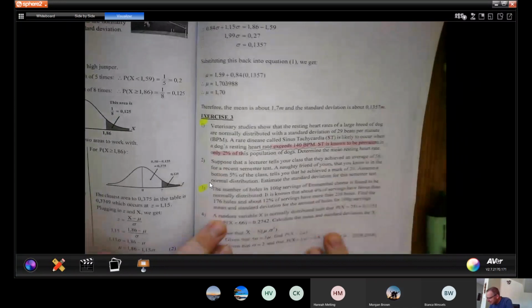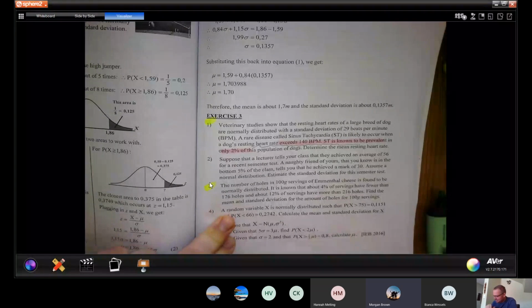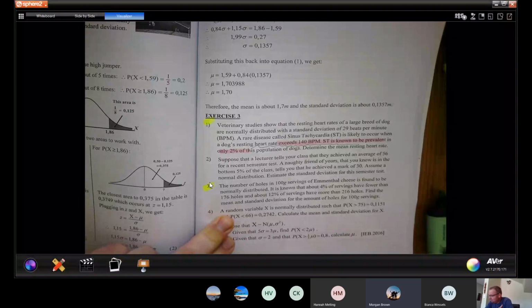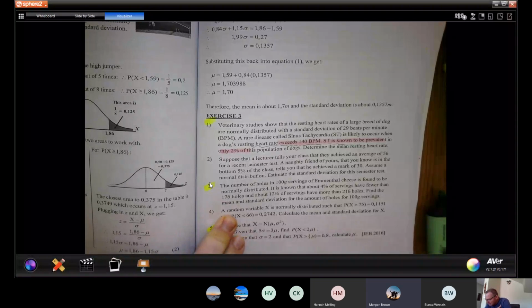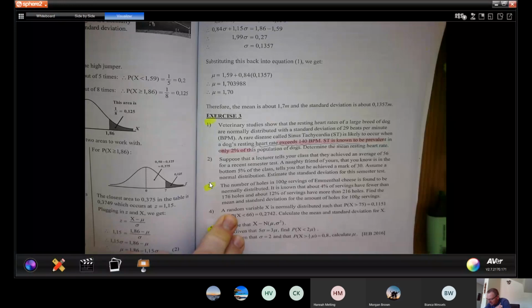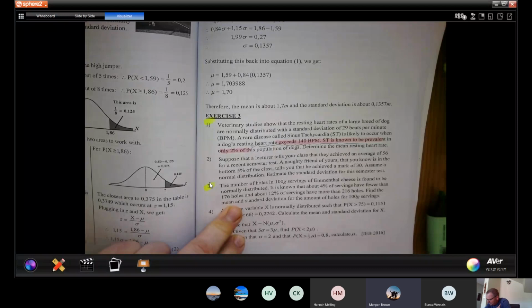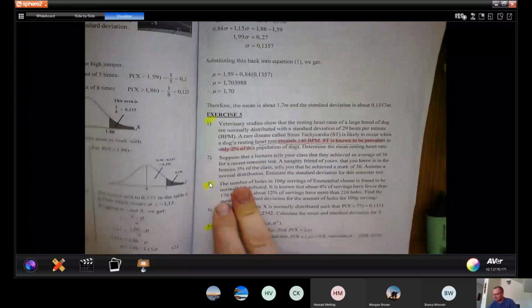Right. Now we have a fascinating question about Emmenthal cheese. Delicious Emmenthal. And we're looking at the number of holes in Emmenthal cheese. Right, Brogan, this is why you should do AP Maths. It says the number of holes in 100-gram servings of Emmenthal cheese is found to be normally distributed. Who would have thought? It is known that about 4% of servings have fewer than 176 holes. Who actually studied this will never know. And about 12% of servings have more than 216 holes. Find the mean and standard deviation for the amount of holes for 100-gram servings.